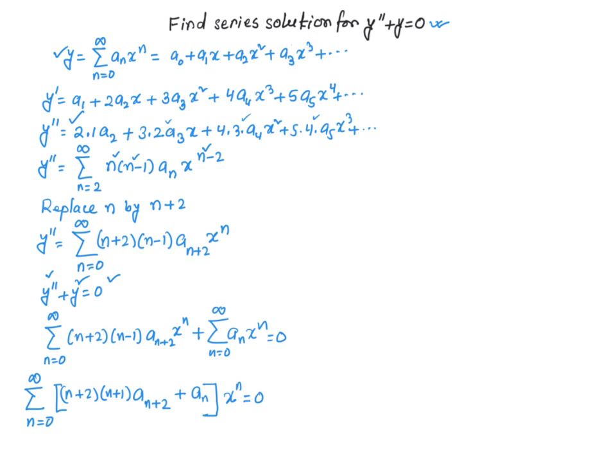Now the coefficients on both sides must be equal. So that means basically this guy is always going to be 0 because on the right-hand side we have 0. So that tells me the following: a sub n plus 2 times n plus 2 times n plus 1 times a sub n plus 2 plus a sub n is equal to 0. If I solve for a sub n plus 2, I get a sub n plus 2 is equal to negative a sub n over n plus 2 times n plus 1.